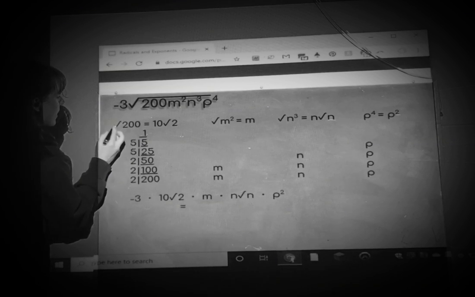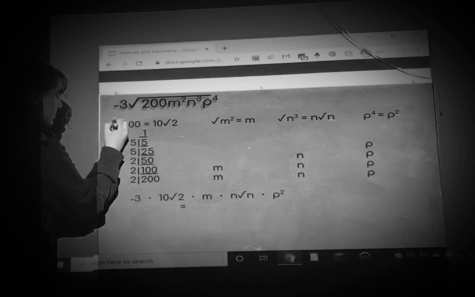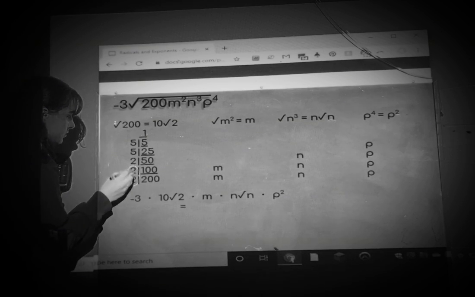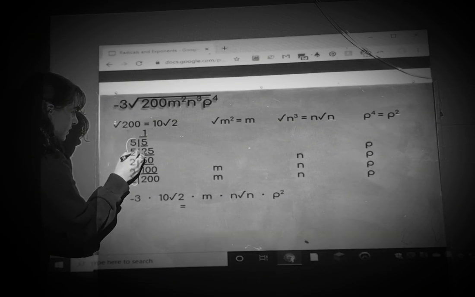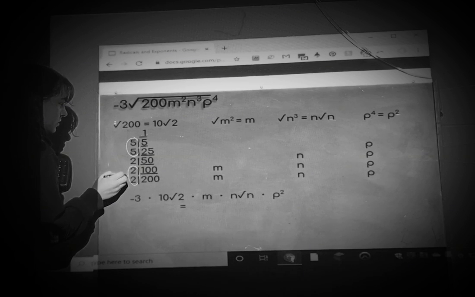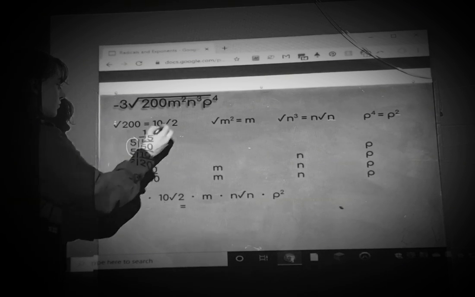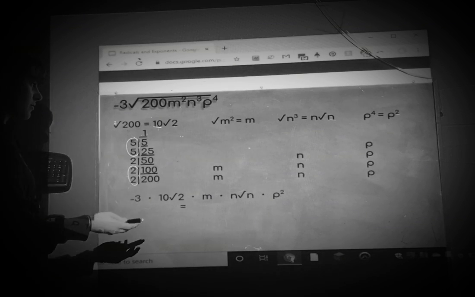And because it's a regular square root, which means there's an invisible 2 here, we would circle the groups of 2. So there's a group of 2 2's and 2 5's. And then a 5 times a 2 is a 10. So 10 would be on the outside, and the remaining 2 would be on the inside of the square root.